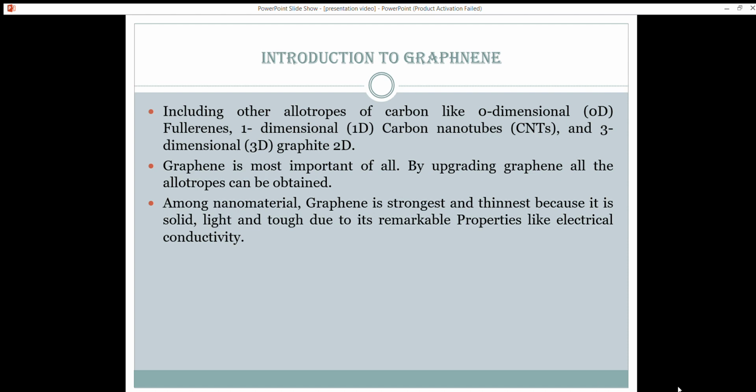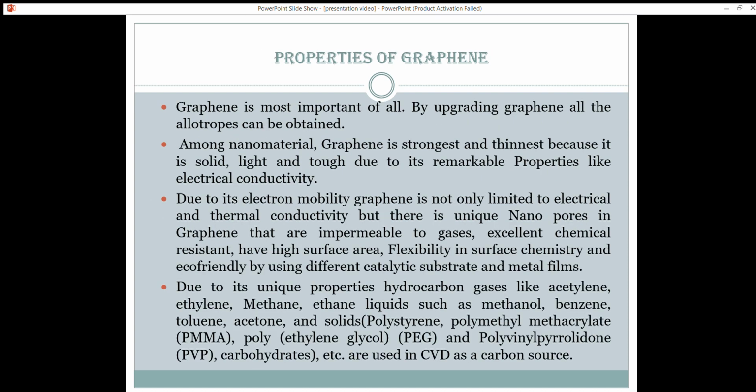Next we will see graphene is most important of all. By upgrading graphene, we can obtain all the other allotropes. Among the nanomaterials, graphene is strongest and thinnest because it is solid, light, and tough due to remarkable properties like electrical conductivity. Due to its electrons being mobile.